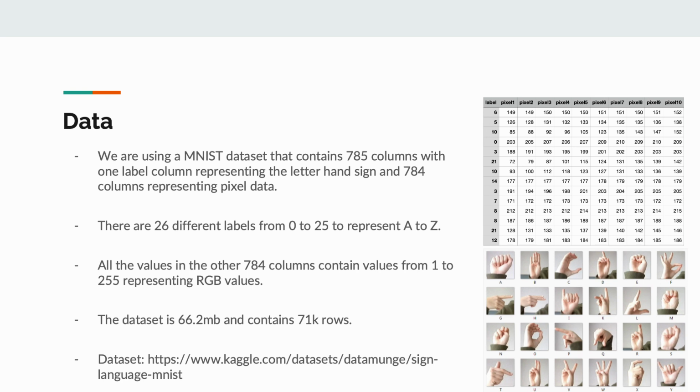For our data, we're using an MNIST dataset that contains 785 columns with one label column representing the letter hand signs, and 784 columns representing pixel data. There are 26 different labels from 0 to 25 to represent A to Z. All the values in the other 784 columns contain values from 1 to 255 representing RGB values. The dataset is 66.2 megabytes and contains 71,000 rows. Here's a link to the dataset.